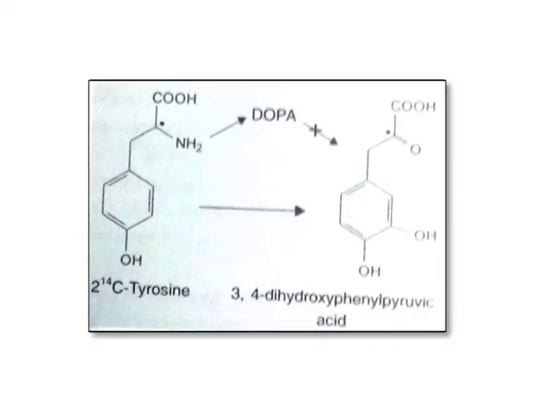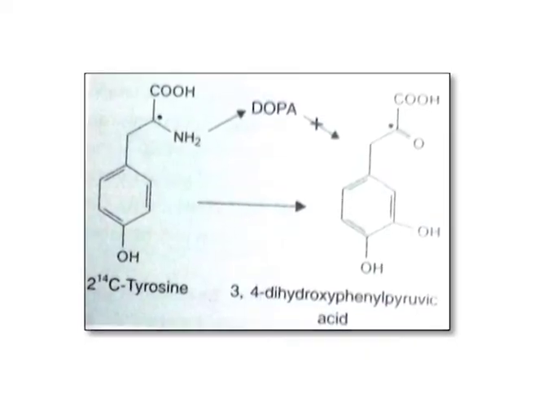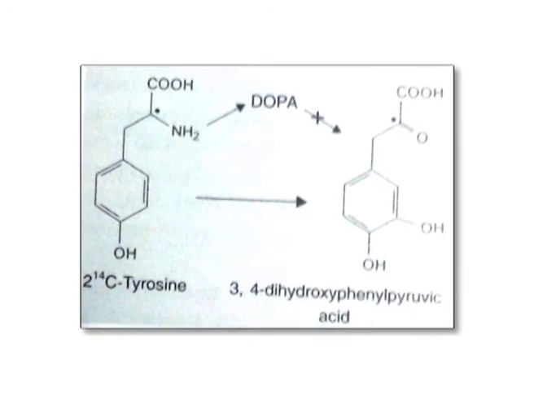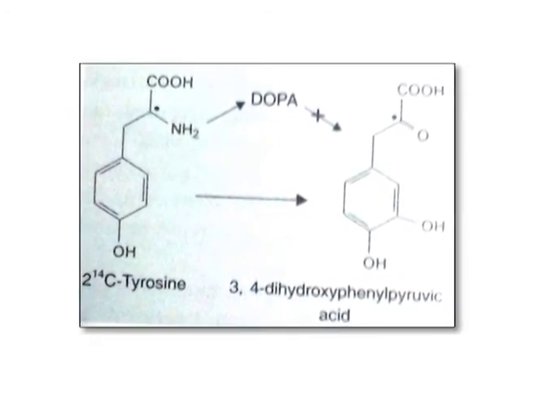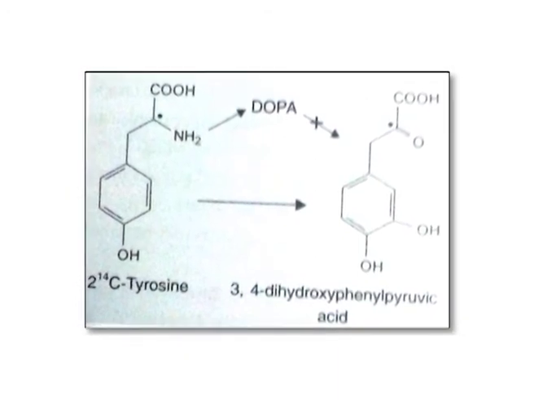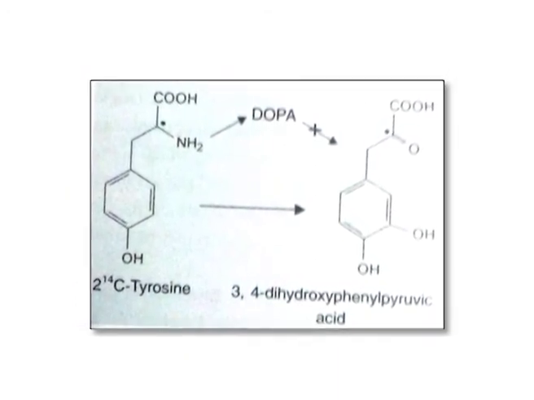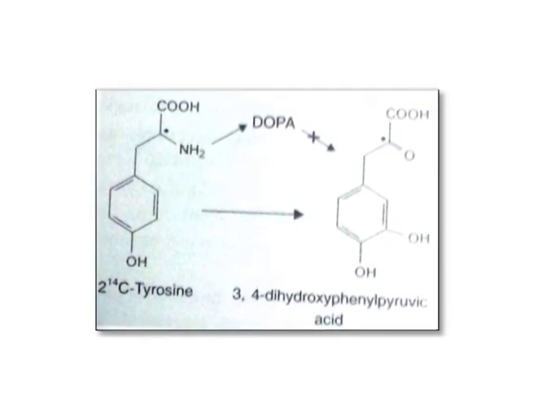It was considered as another precursor or intermediate in the synthesis of 3,4-dihydroxyphenylpyruvic acid. But by labeling experiment and competitive feeding, it has been confirmed that tyrosine gives 3,4-dihydroxyphenylpyruvic acid directly, without any intermediate. This can be seen in the figure.